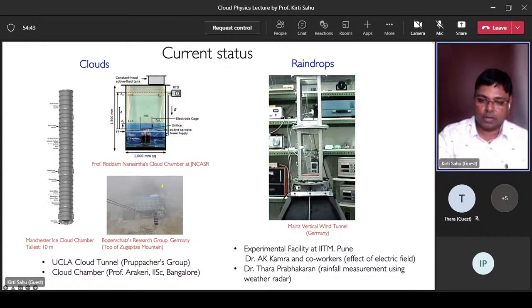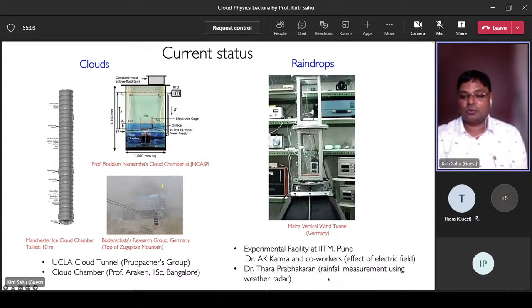shape oscillation of droplets. There is an experimental facility at IITM Pune by Dr. A.K. Kamra's group. They have a cloud raindrop facility, and using that they studied the effect of electric field on raindrop dynamics. I have been talking with Dr. Thara Prabhakaran, requesting her to show me, and they have rainfall measurement using weather radar. So getting some data from them will be interesting to compare with our experimental studies.